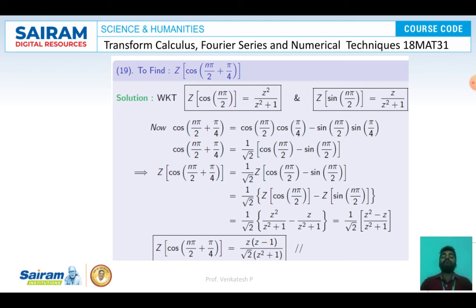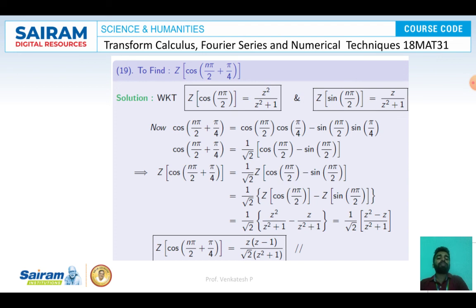Now to expand cos(nπ/2 + π/4), I am going to use the cos(a+b) formula. By expanding cos(a+b), we get cos a cos b minus sin a sin b. Now for this equation, I am going to apply z transform. So z transform of cos(nπ/2 + π/4) will be 1/√2 times the z transform of cos(nπ/2) minus sin(nπ/2). This 1/√2 comes from the values of cos π/4 and sin π/4, both of which are 1/√2. So we got this equation now.